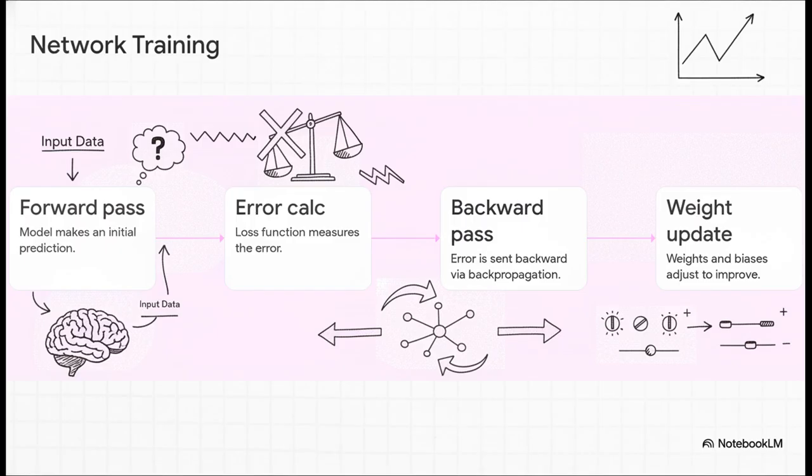Basically, the error gets sent backward through the network, and the algorithm slightly adjusts those dials and thresholds we talked about so it gets smarter next time. It literally repeats this trial and error process millions of times at lightning speed until it becomes incredibly accurate.